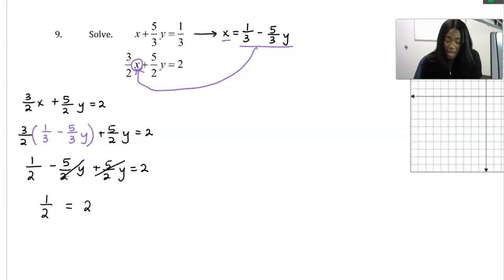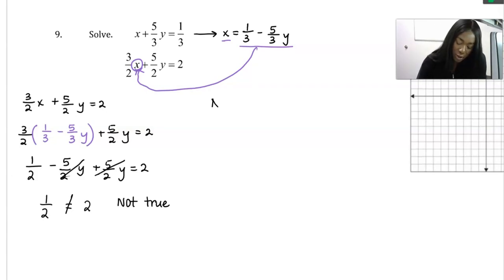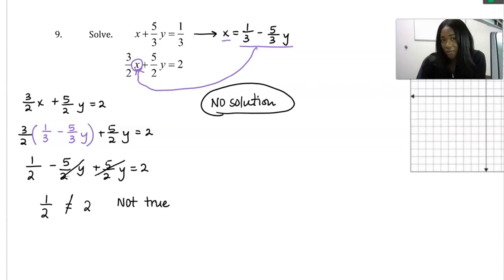And that's problematic. Don't leave that on your paper, put a slash on it, because 1/2 does not equal 2. We have now arrived at an equation that is not true. What that means is that our system is inconsistent. There is no solution to this system. If you do some kind of elimination or substitution and you arrive at something that's not true, then you're working with a system that does not have a solution.